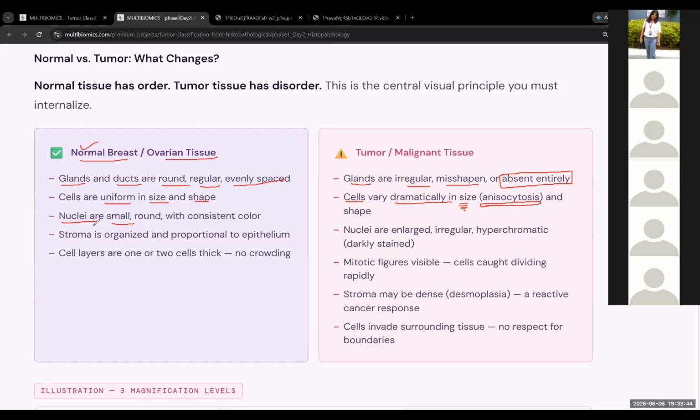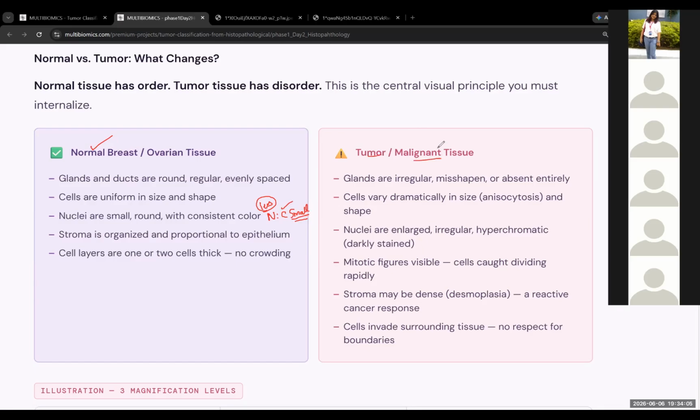Now this is important. I told you there is a nucleus to cytoplasm ratio. Okay, this ratio is smaller in normal cells. Please keep in mind, okay? This is an important point. So the cytoplasm will be more and the nucleus will be less. So the overall nucleus to cytoplasm ratio will be smaller.